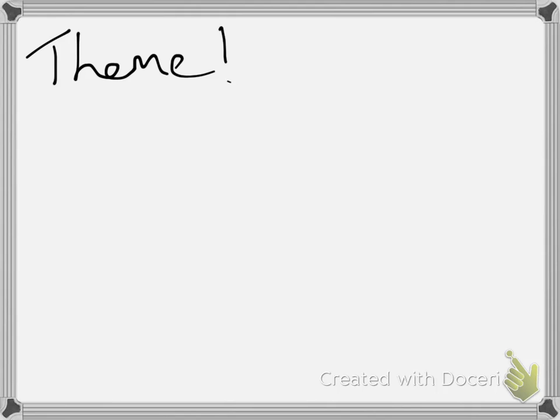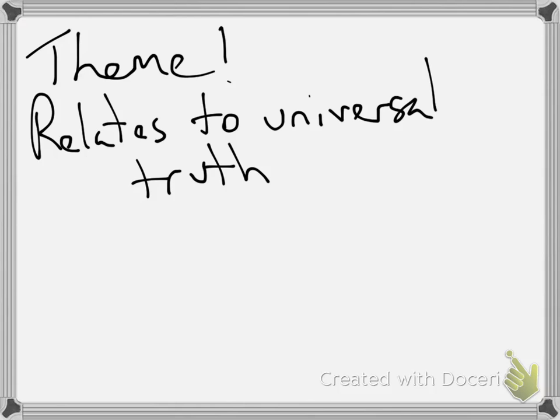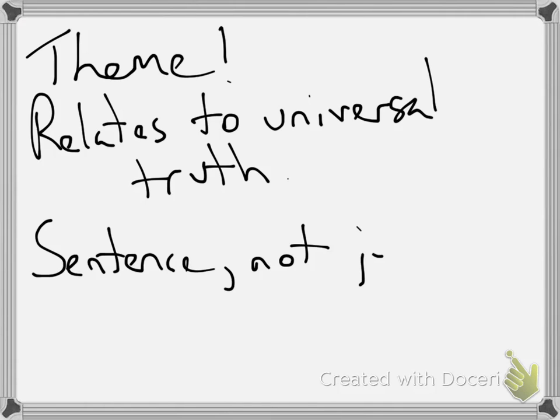Finally, you're going to be looking for the theme. This is essentially the heart of the poem. The theme usually relates to a universal truth. So the theme is best stated in sentence form. Keep in mind, you're looking for an actual full sentence for the theme, not just one word. So if you think the theme is about love, well, what is it saying about love?